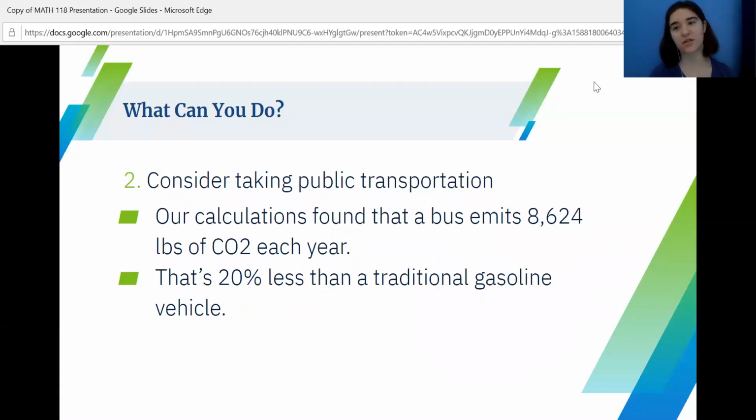You can also consider taking public transportation. So again, we used EPA numbers to figure out that buses emit upwards of 8,000 pounds of CO2 each year, but it sounds like a lot. But if you consider how many people are on a bus and how many people that takes off the road in individual cars, that figure is much less and is much more efficient. So consider taking public transportation whenever available and get yourself out of that car.